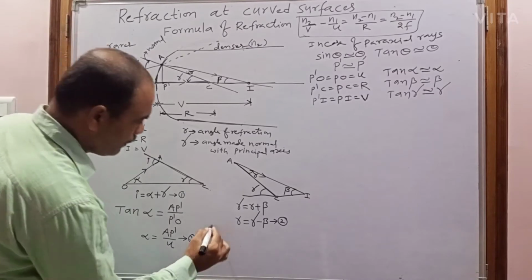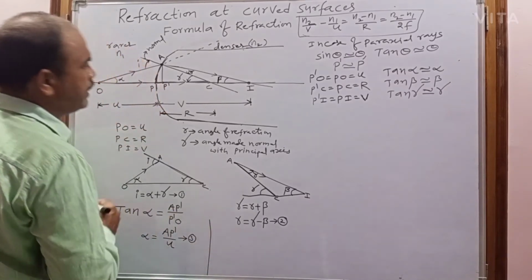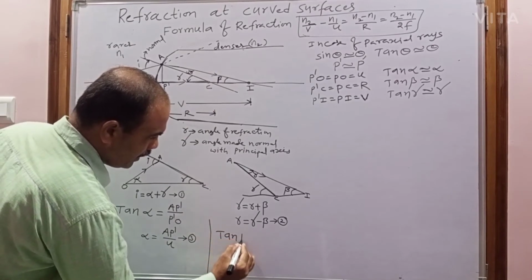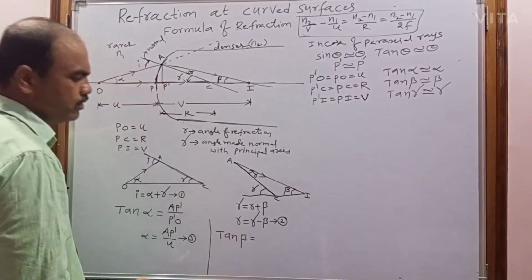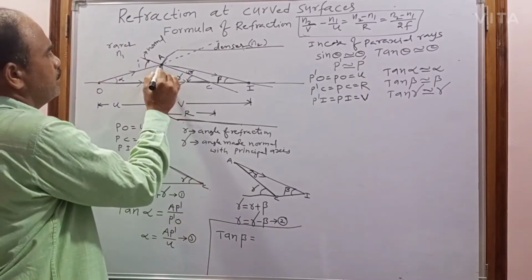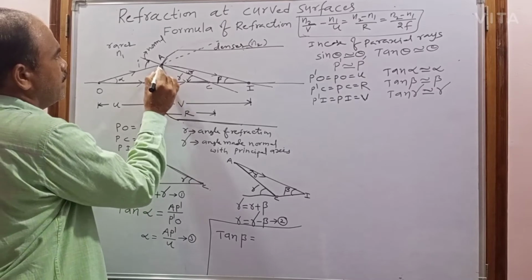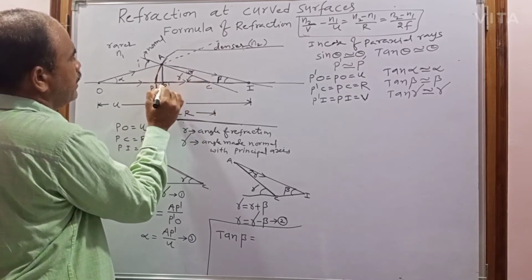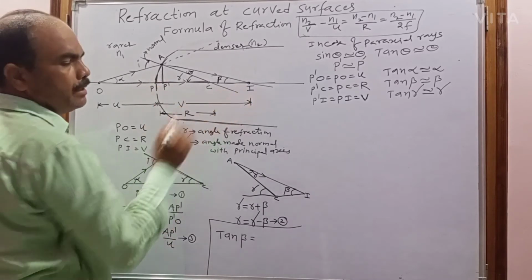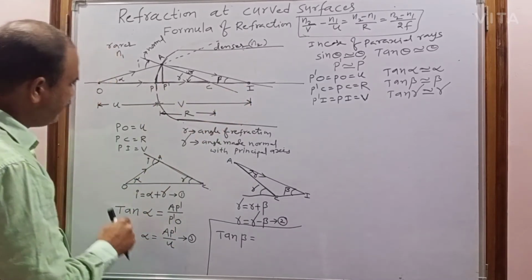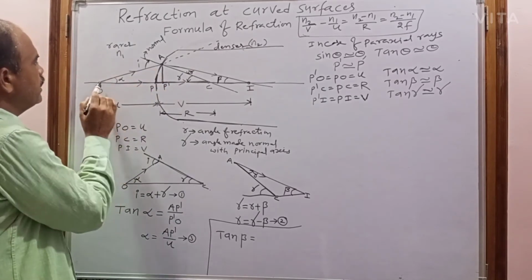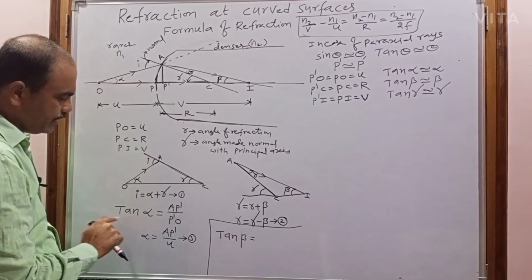Now coming to tan beta. So what is tan beta? Tan beta can be found from a right angle triangle. What is the right angle triangle? AP dash I. Tan alpha was taken in the triangle OAP dash.